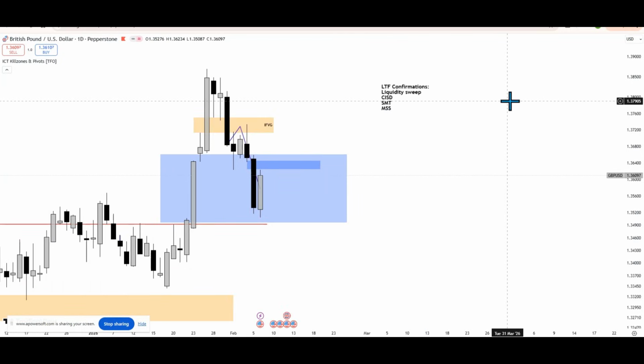So what exactly are these confirmations on the lower time frame? When I move to the lower time frame, I look for liquidity sweep. I look for change in state of delivery, although not always you're going to get CISD, so CISD is not compulsory. I also look for SMT, but SMT also is not compulsory for my strategy. And market structure shift. So market structure shift is compulsory. So market structure shift and liquidity sweep is compulsory for me once price has tagged the higher time frame key level and the candle that tagged that higher time frame key level has closed.